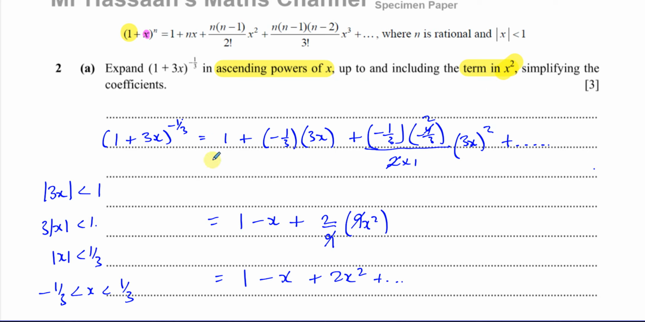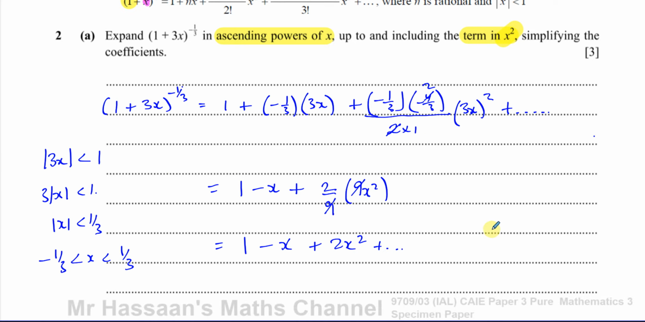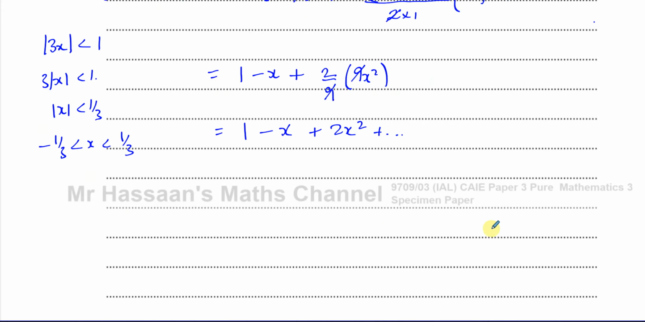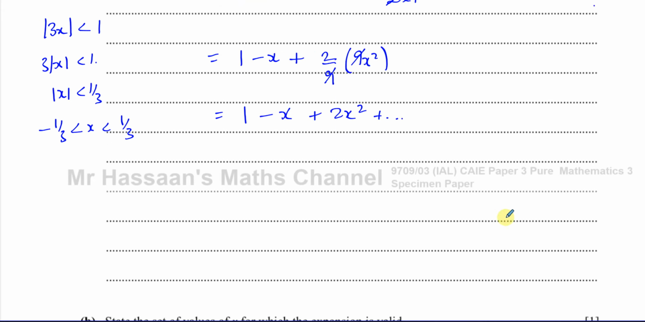All right, so I can never say that this is going to be the same as that. Okay, it's going to be approximately the same as that. Okay, it will continue on forever and ever. It won't stop. Okay, so how is that going to affect this question? It says for which the expansion is valid.